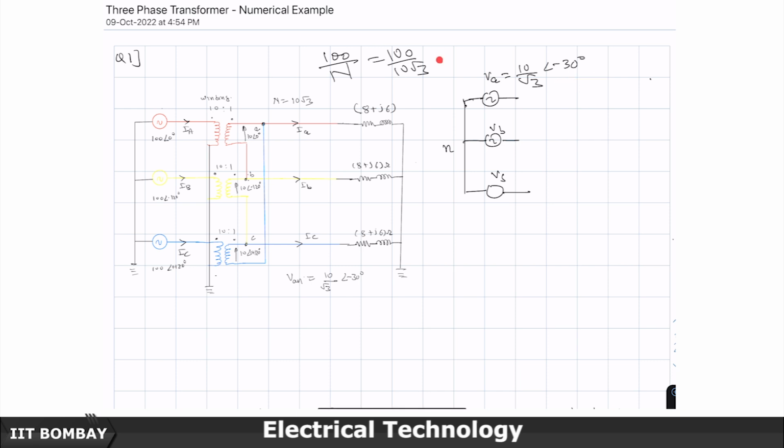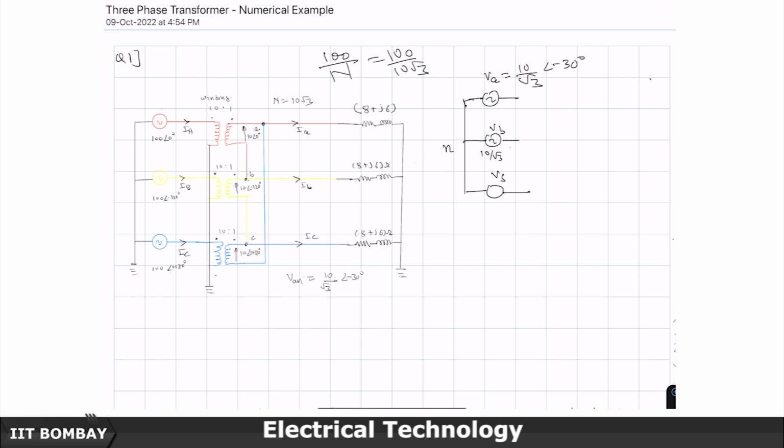Or you just directly work from here, because we have already shown that N √3 is the turns ratio and the HV side leads the LV side by 30 degrees. So simply divide 100 by 10 √3 and you will get 10 by √3, and the angle by which it will lag will be minus 30 degrees.